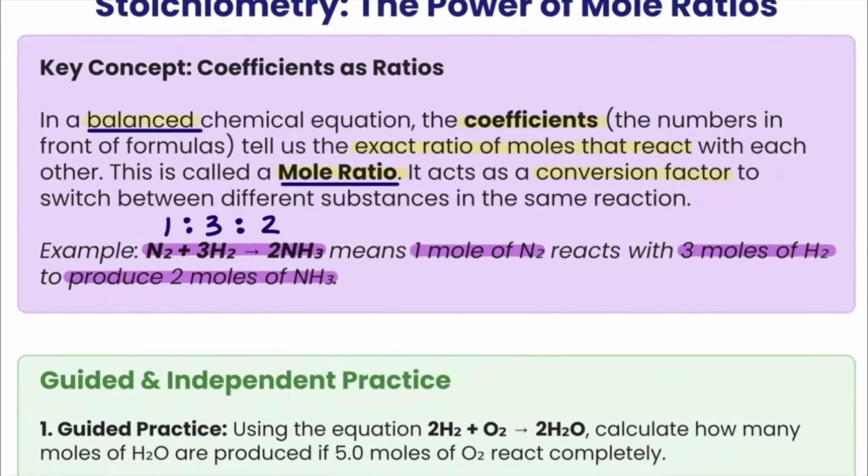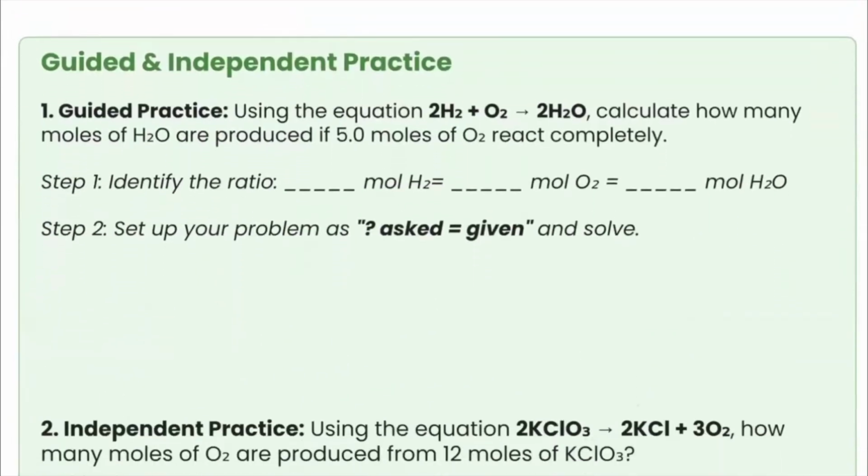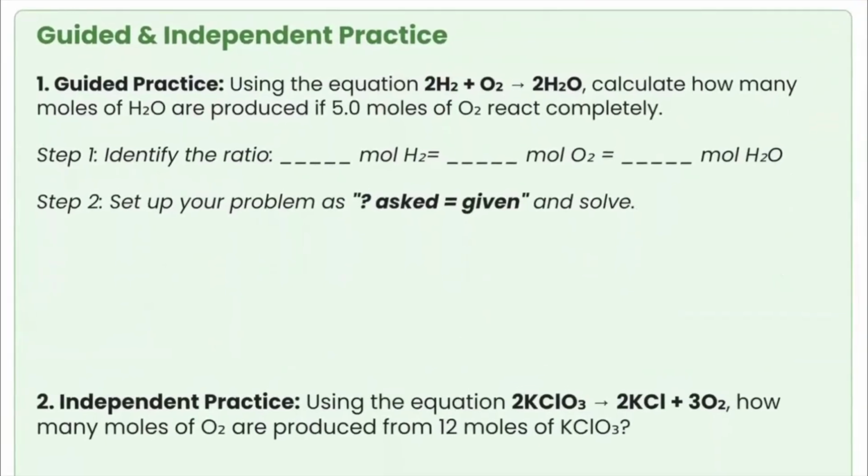Let's go ahead and try this problem step by step together. Here we have hydrogen reacting with oxygen to form water vapor. And the question's asking for how many moles of H2O are produced if 5.0 moles of O2 react completely. The first thing I want you to identify is your mole ratio, right? So we know from this balanced chemical equation that for every 2 moles of H2 that react with 1 mole of O2, we're going to produce 2 moles of H2O.